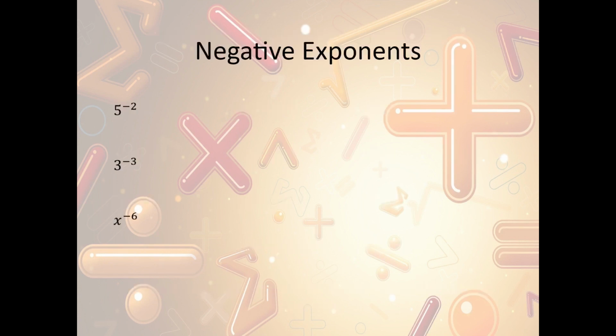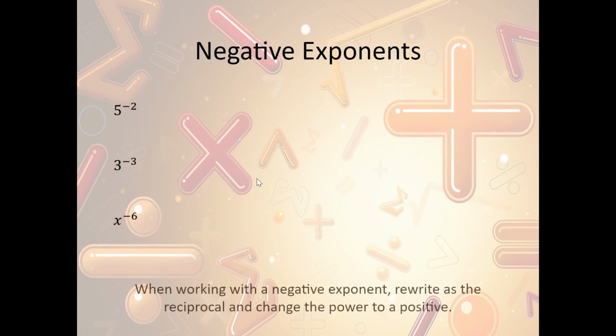Now let's take a look at negative exponents. So a negative exponent looks like this, where it's 5 to the negative 2nd power. Now here's the rule with negative exponents. When we're working with a negative exponent, we're going to rewrite it as the reciprocal, meaning instead of this being 5 to the negative 2nd, we're going to write it as 1 over 5. And then we're going to change the power to a positive. So 5 to the negative 2nd becomes 1 over 5 squared. So I made the power positive and put it under 1.